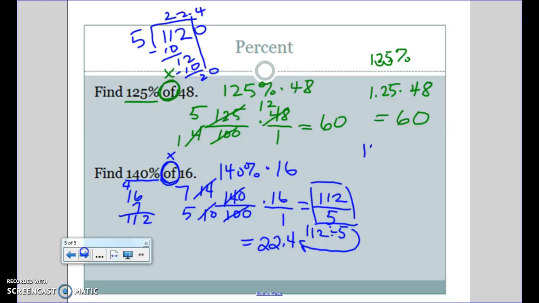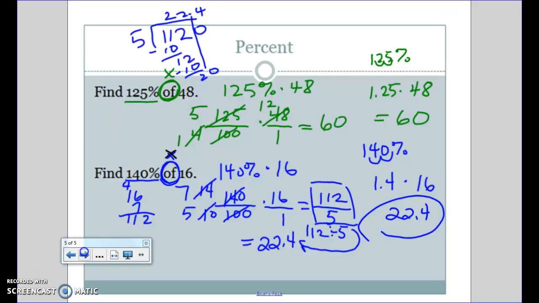Okay, I could also think of the 140% right off the bat as a decimal, 1.4. And if I take 1.4 times 16, that would also give me 22.4. Okay, so we can think of them as fractions, we can think of them as decimals. Those percents can be represented multiple ways, but the really important part today is to remember that the word "of," when we're finding a percent of another number, means we're going to multiply.